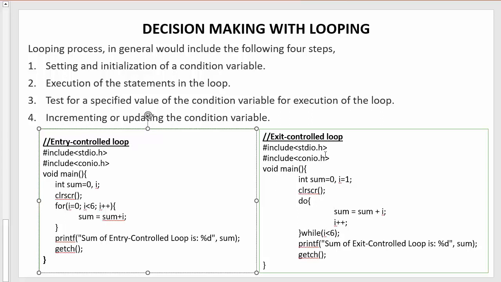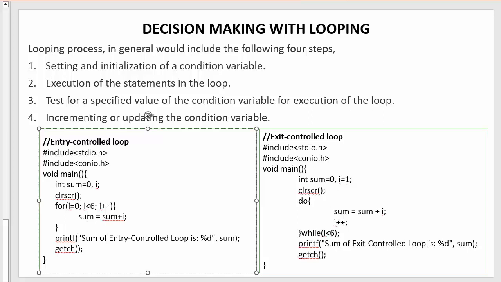Next is the exit control loop. As I already told you, in the case of an exit control loop, the condition gets checked or tested at the end. I have declared two variables, sum and I. I have initialized the value 1 to I and 0 to sum. Then here I am using a do while loop. Since I have used do while, the statements get executed first. Once these two statements get executed, then it will go for checking the condition.